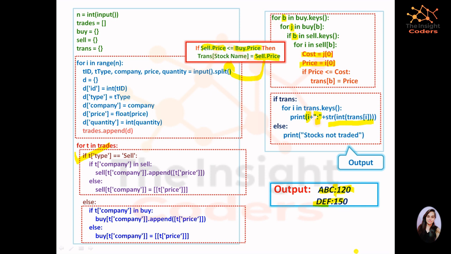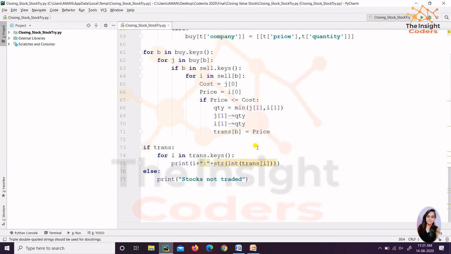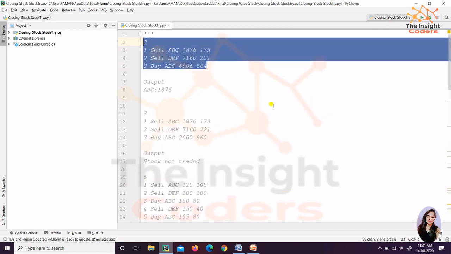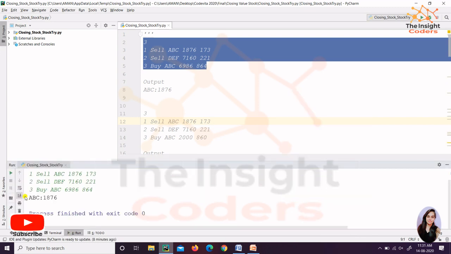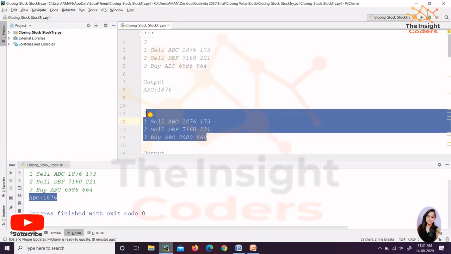Okay, let's just do one thing. Let's test this program in PyCharm, whether it is working or not. So you can see I have just written the same program here, no change. I'm just copying and running it. See, it's showing the result just for one company, ABC, because the other one was not there, the condition was not true.